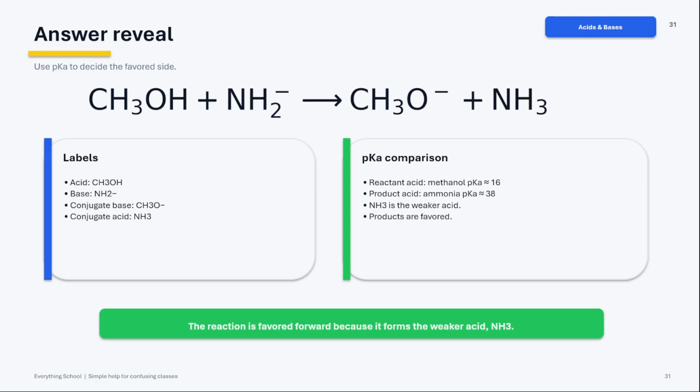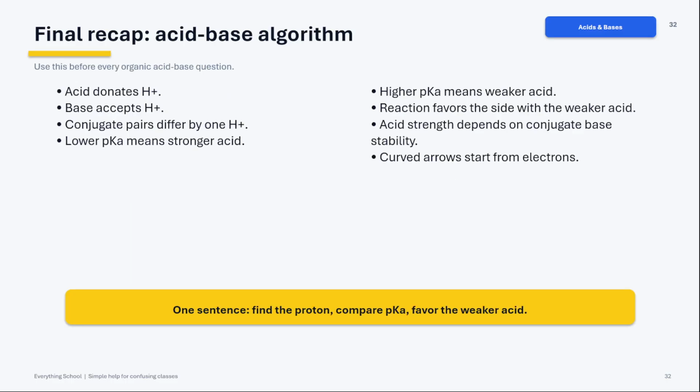NH3 is the weaker acid because it has the higher pKa. Products are favored. The reaction is favored forward because it forms the weaker acid, NH3. This is a direct example of comparing the acid on each side. Slide 32. Final recap, acid-base algorithm.